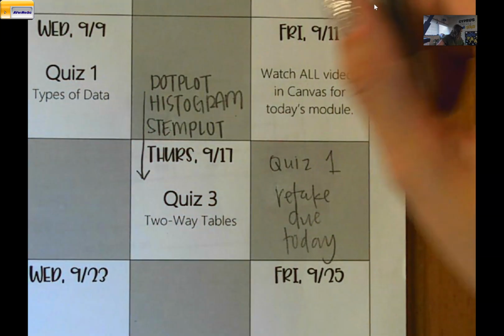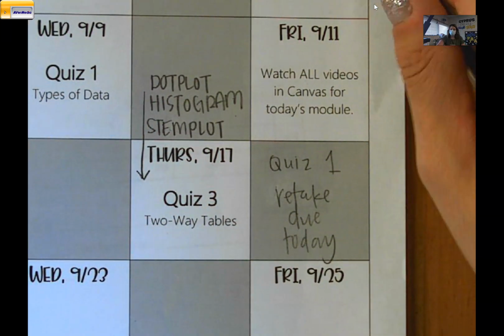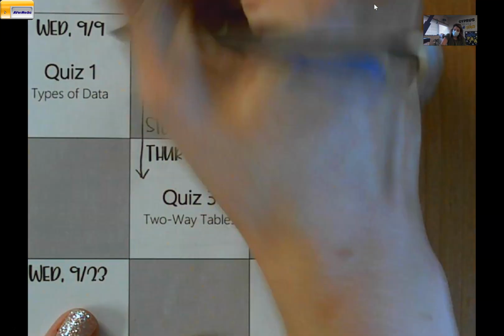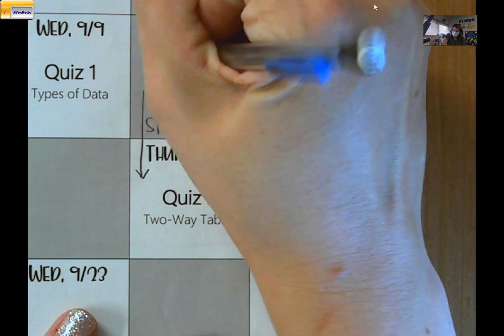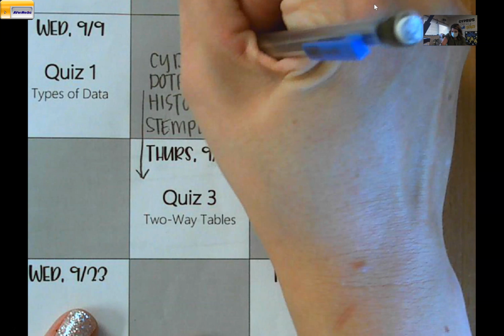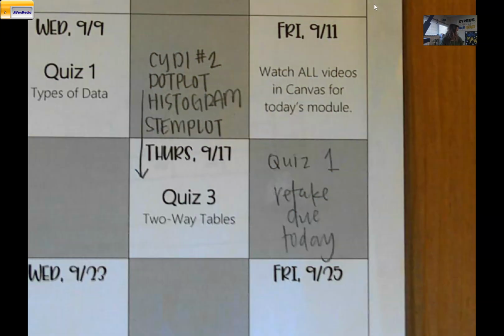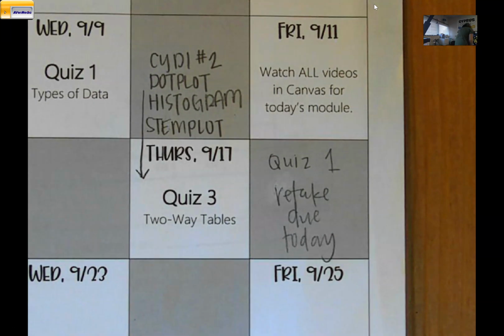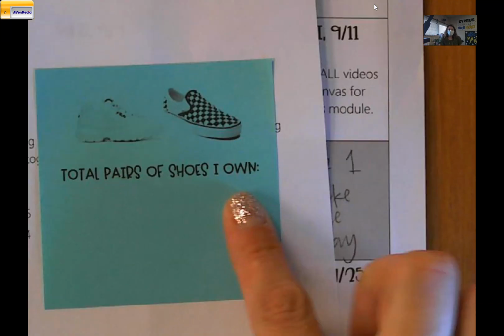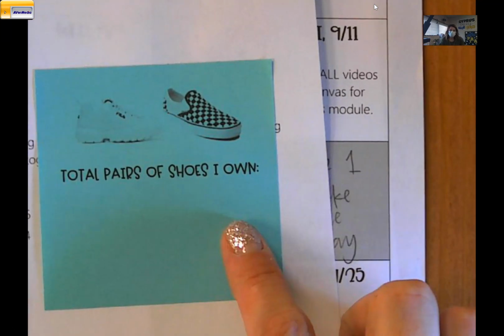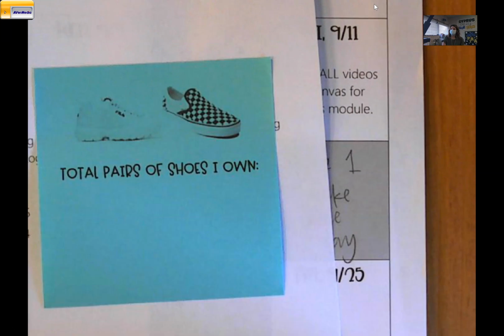Then on your Can You Do, you need to do your Can You Do number 2, because it has the post-it with the little shoe on it. Yeah? I need you to count up your shoes, but not flip-flops. Not flip-flops. We're not going to count flip-flops. But count up how many shoes you have, and then I'm going to get this post-it from you next time so that we can make a graph out of it.